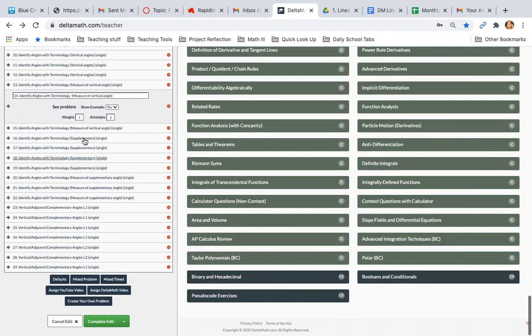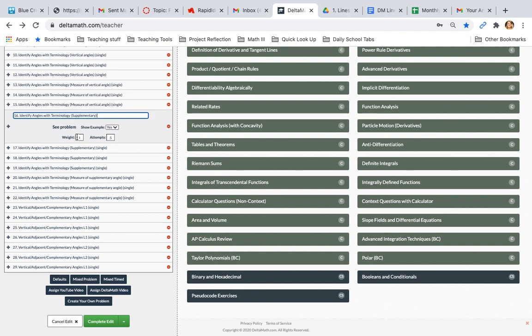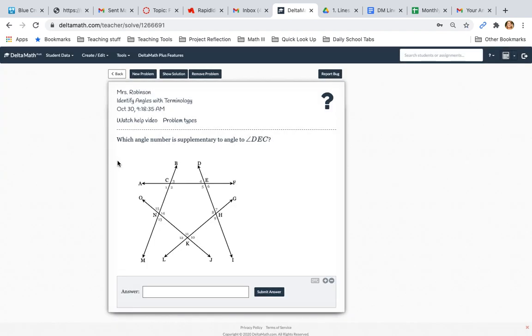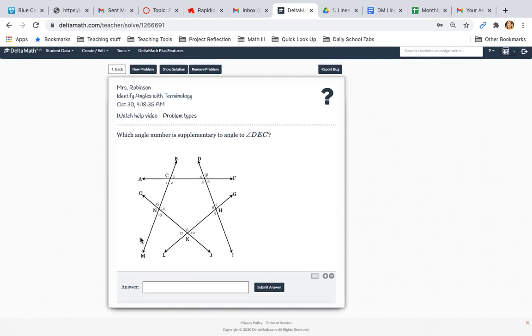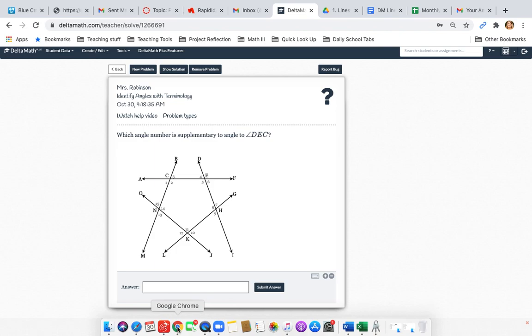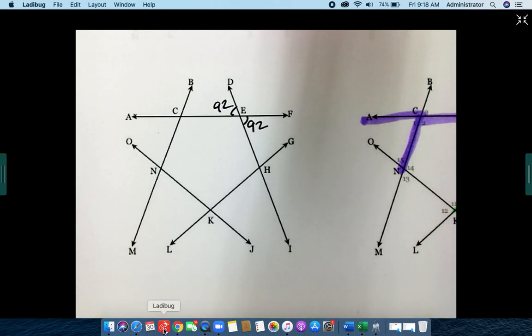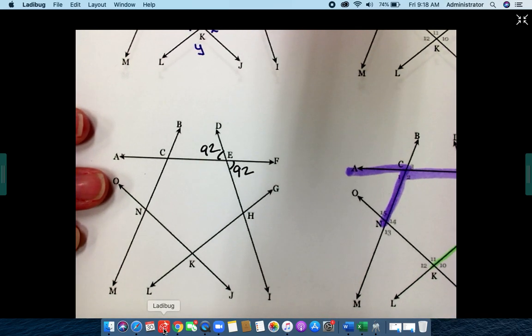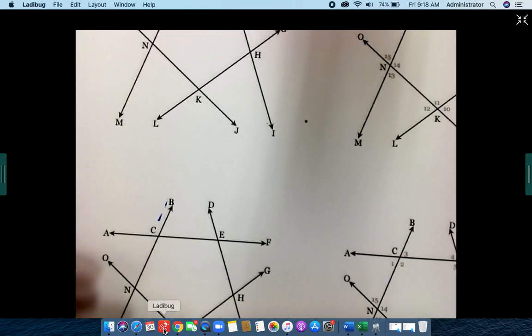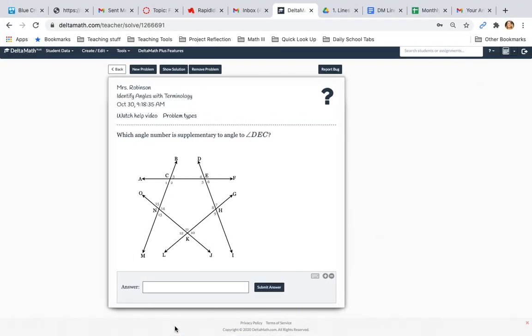All right, so you can try the next two that are vertical. Here I've got some that are supplementary. So it says which angle is supplementary to DEC. So I'm going to, in which angle number. Remember, supplementary, they're going to come from a linear pair. So I'm going to switch back here. From yesterday, remember we talked about linear pair. I'm going to choose, let me go back. This was numbered, and it says supplementary to DEC.